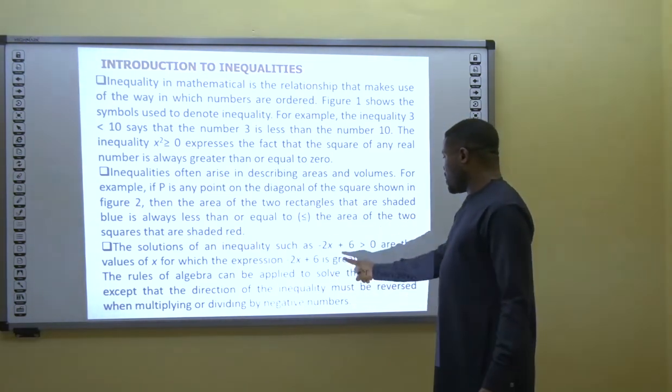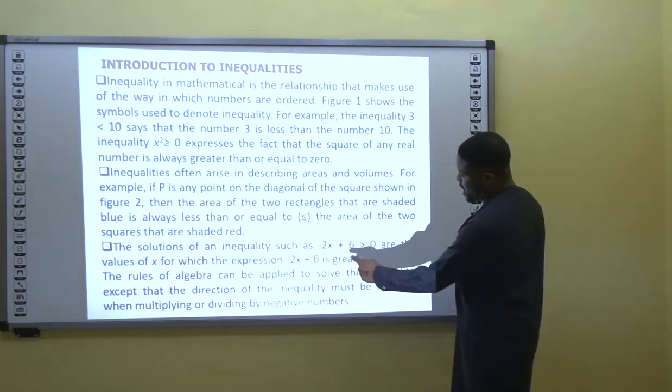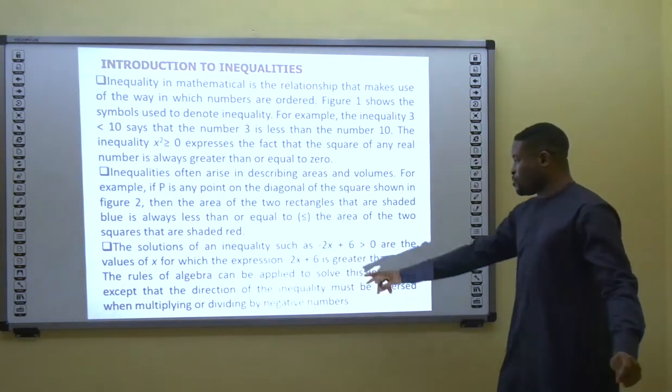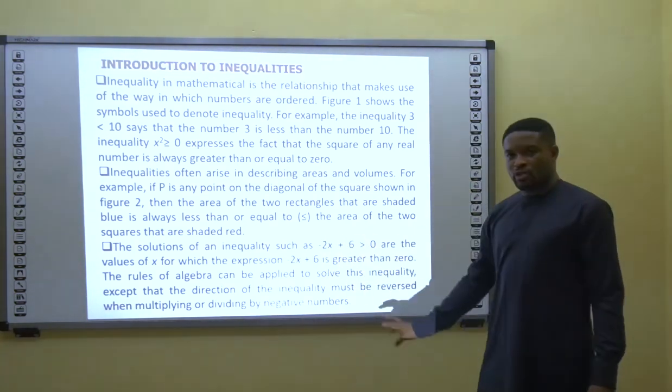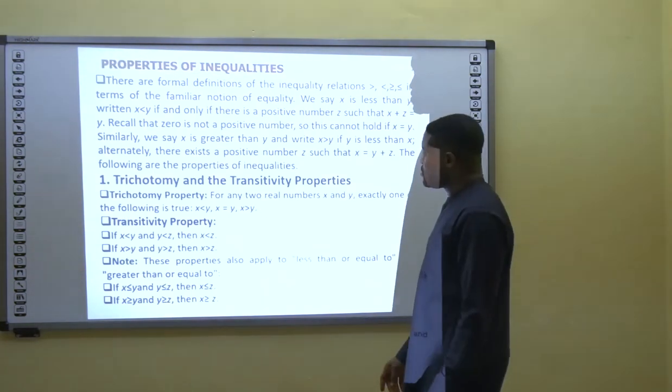Unless you have x lower. So if I have x as 1, it means that when we multiply minus 2 times 1, we get minus 2. Minus 2 plus 6 will now be 4, which is greater than 0.